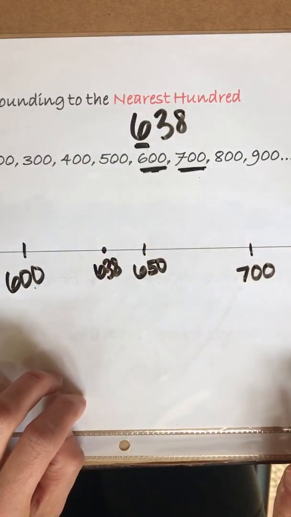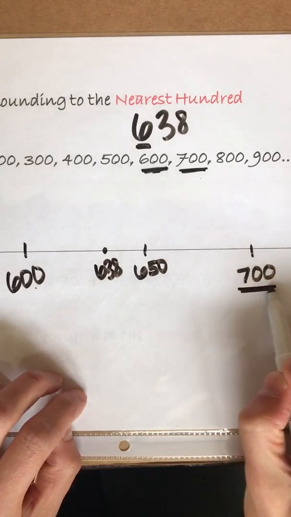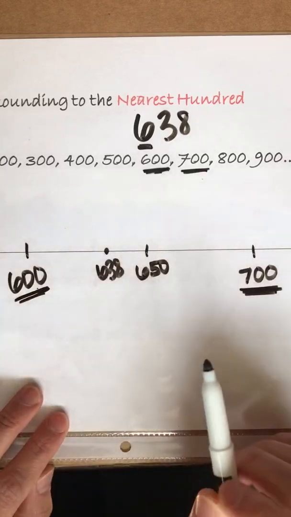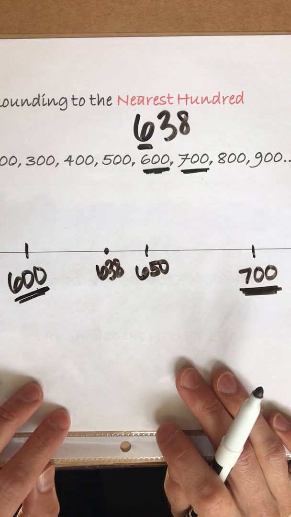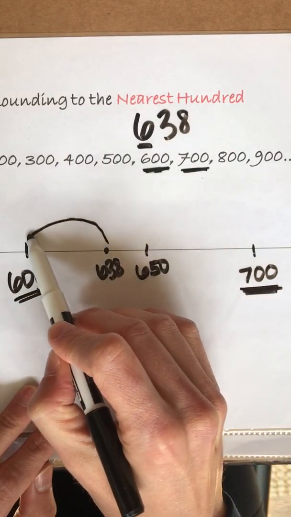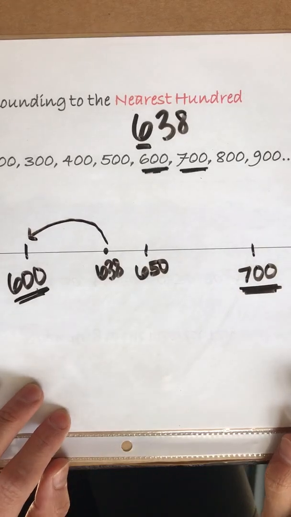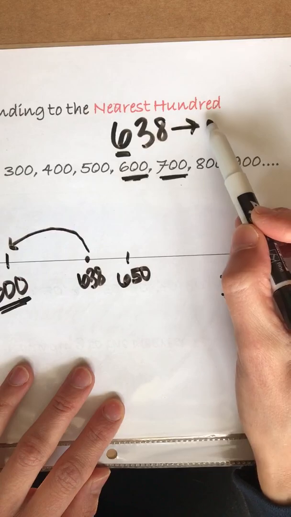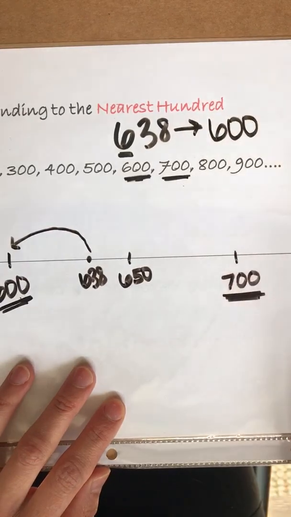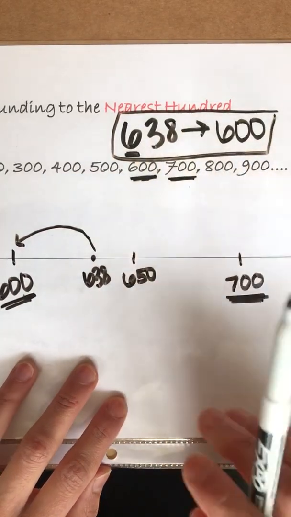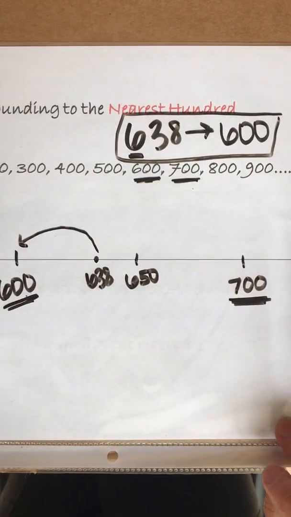Now remember, I'm rounding to the nearest 100. So is 638 closer to 700, or is 638 closer to 600? You decide. Very good. On our number line, it's easy to see that 638 would round down to 600 because it's closer to 600. So 638 rounds down to 600. So when you go to plug your answers in on your quiz, this is 638 rounded to the nearest 100. Great job, friends. Let's take a look at number 3.